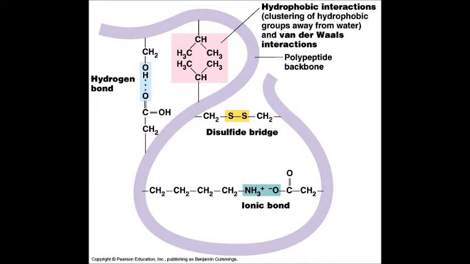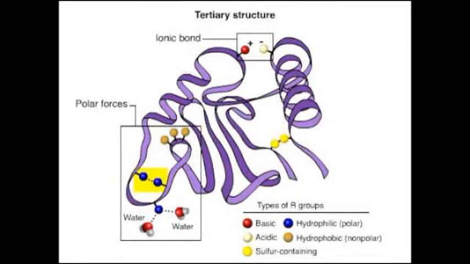Tertiary protein structure refers to the complete three-dimensional folding of a protein. This final shape is determined by a variety of bonding interactions between the side chains on the amino acids. As a result, bonding interactions between side chains may cause folds, bends, and loops in the protein chain.